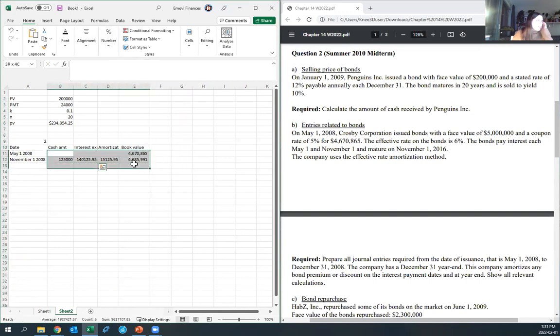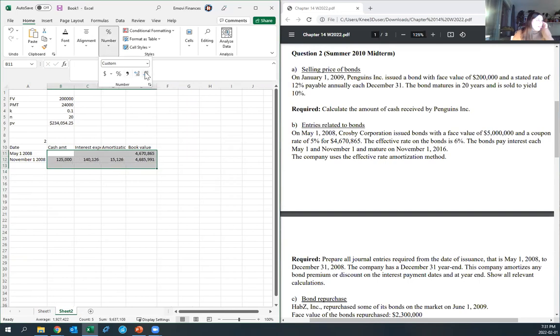I wish sometimes that it was just automatically like this, but can't have everything.